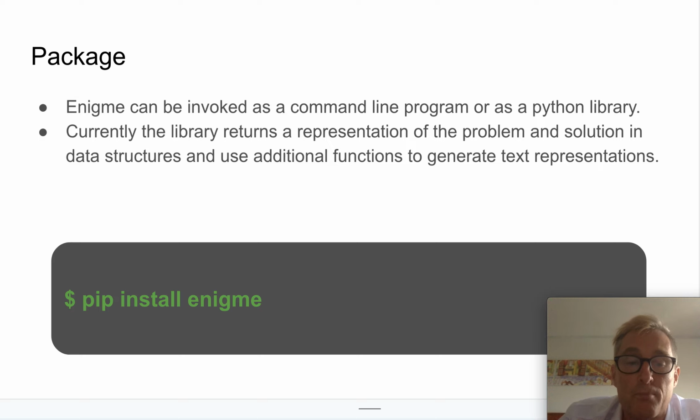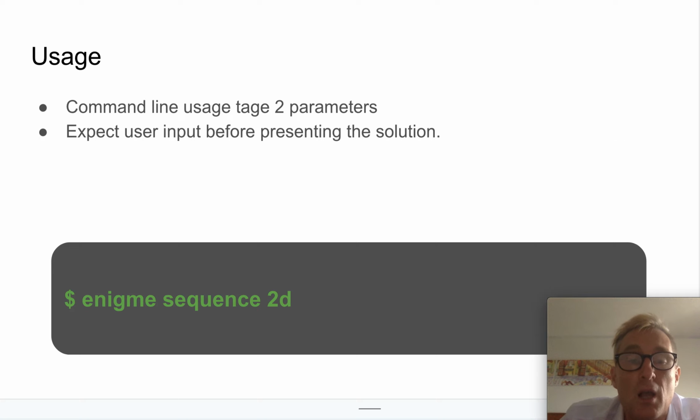The package is an open source code base on GitHub, and it can also be installed from PyPI via pip. At the moment, it's designed to be invoked as a command line application, but you could use it as a library. There are functions to randomly generate a puzzle, and other functions to convert the data structure that represents that puzzle into a text representation.